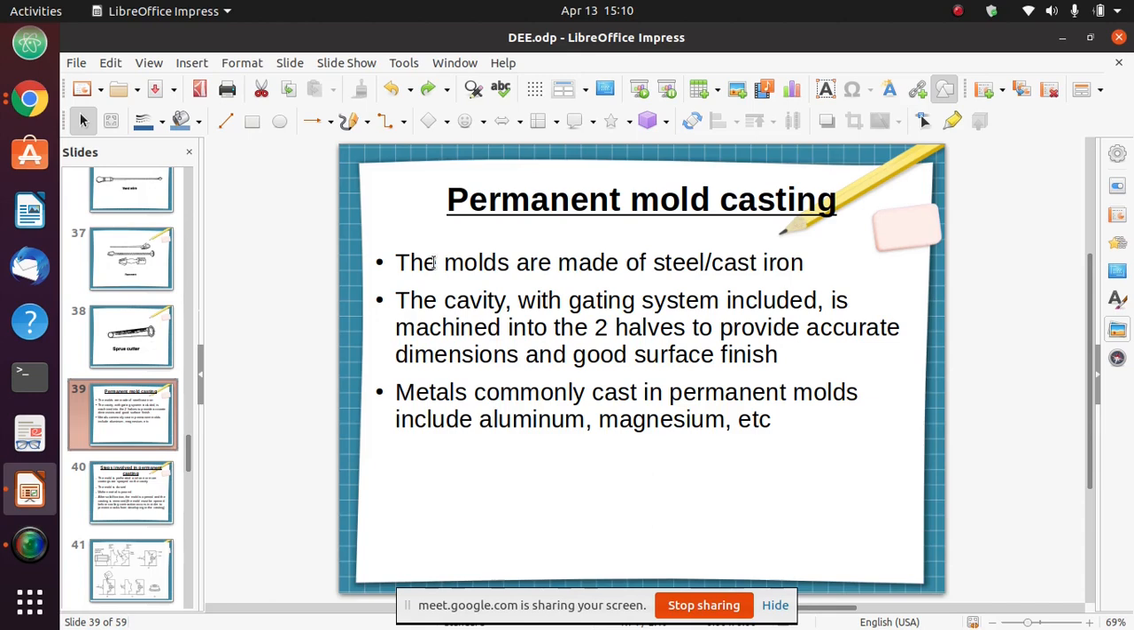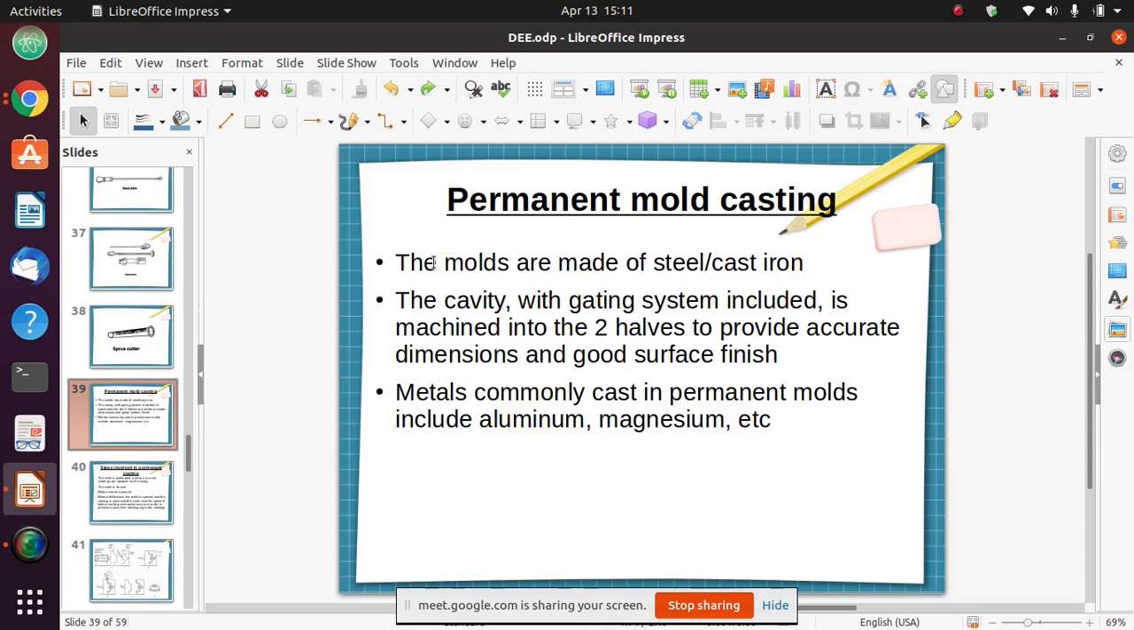In the sand casting, once you make your mold, ukishamaliza unavunja. In the permanent mold, once you put your molten metal into that mold, you can open the mold, you remove your casting, and you can reuse it again and again mpaka its lifespan imeisha. So the metals that we can cast in permanent molds ni kama aluminium and magnesium.